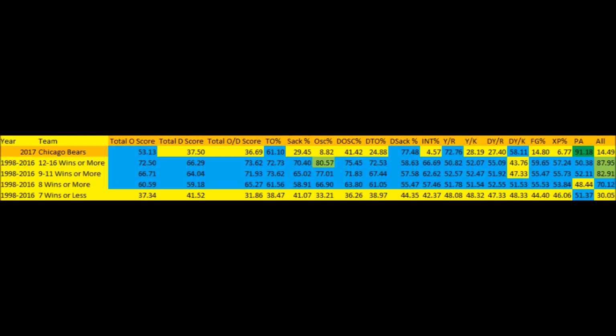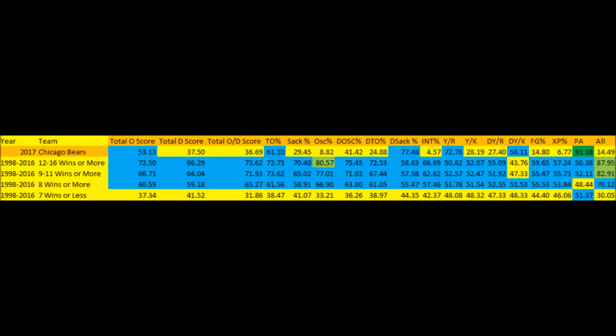And of course, they need to improve pretty much all their statistics across the board if they want to become an 8 win, 9 to 11 win, or 12 to 16 win team. If the Bears can do all those things, then I think they should see more success.